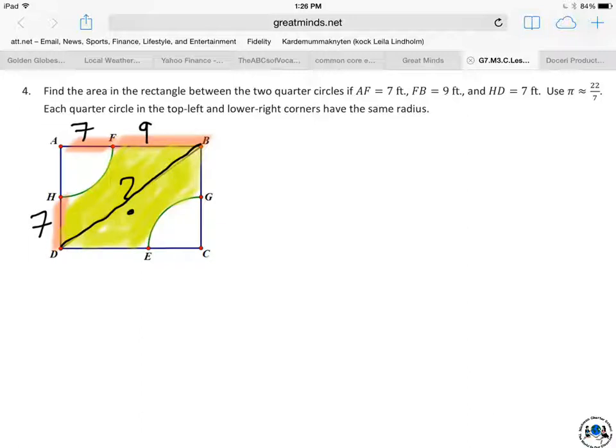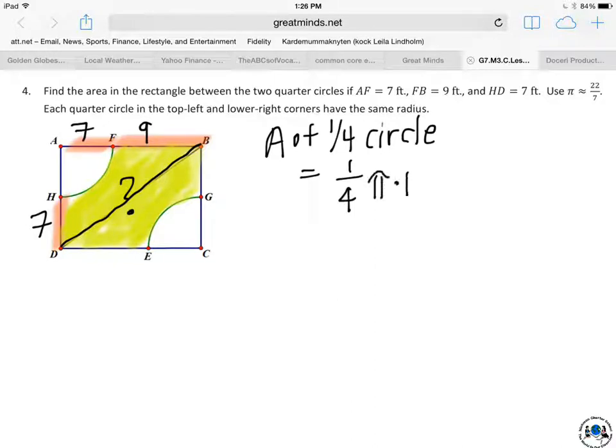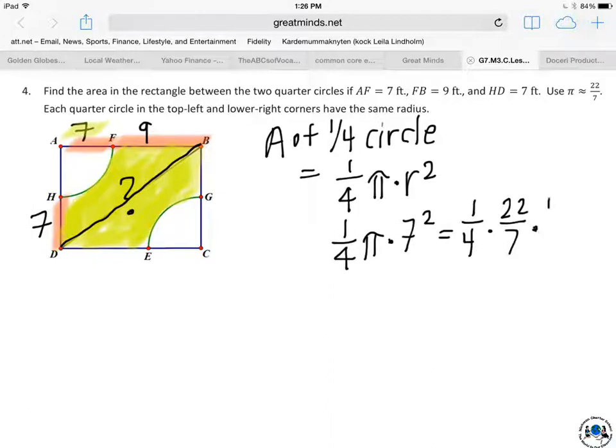Okay, so here we go. Let's solve this problem. We're trying to find out the mystery area, the question area, what the area is of that space right there. Let's go ahead and start with these quarter circles here, and our formula for the area of a quarter circle is one fourth times pi times r squared. Go ahead and fill in all these numbers, and we get to that point right there.